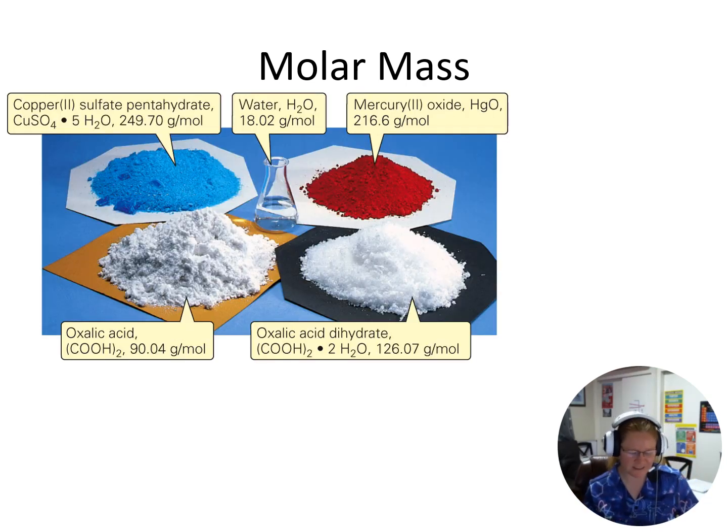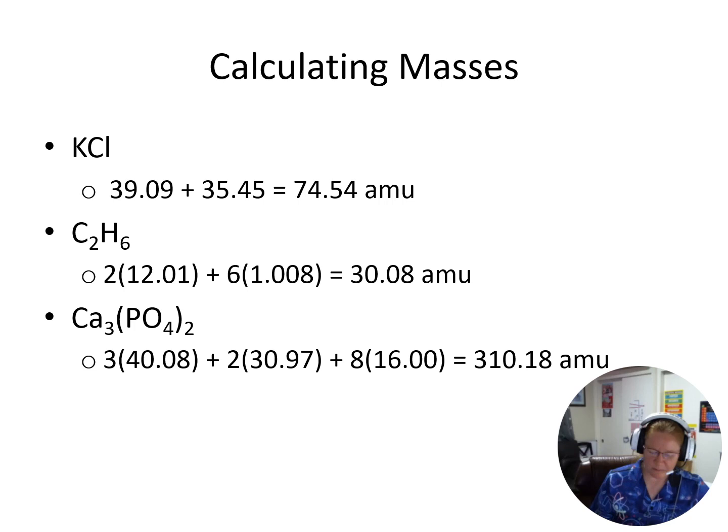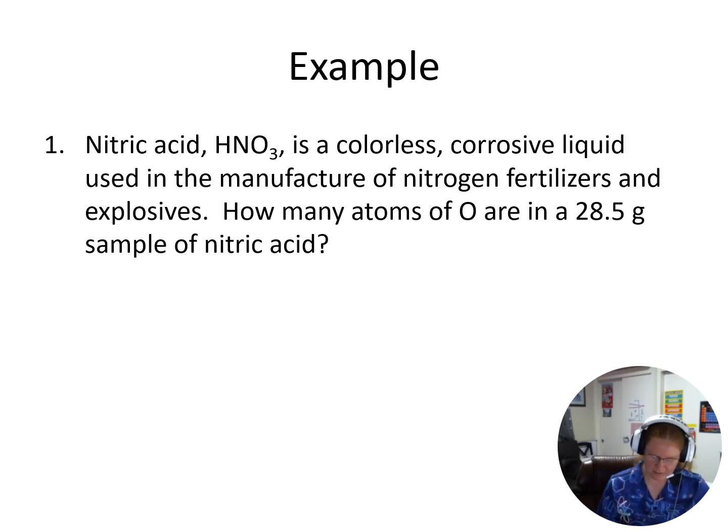Here's another one that just shows a whole bunch of different substances. There's some straight substances, there's some hydrates there, and so this is what 1 mole of each of these substances looks like. And so when we calculate those masses, again, we just simply sum up the individual pieces and we get the molar mass of that particular compound. All right, so let's try an example. All right, so we have nitric acid. We want to know how many atoms of oxygen are in a sample of nitric acid.